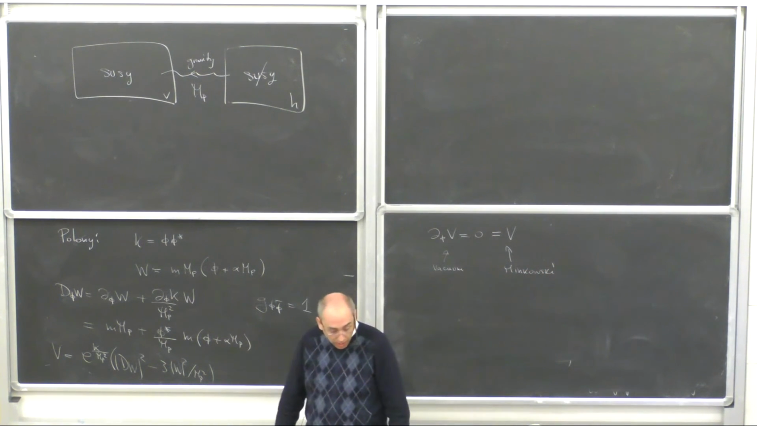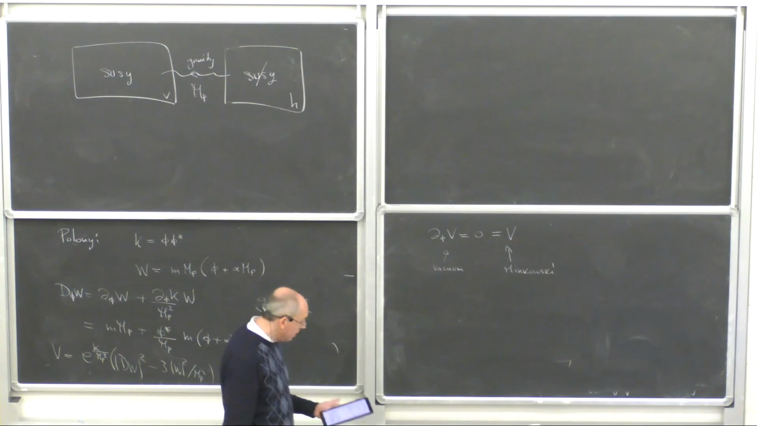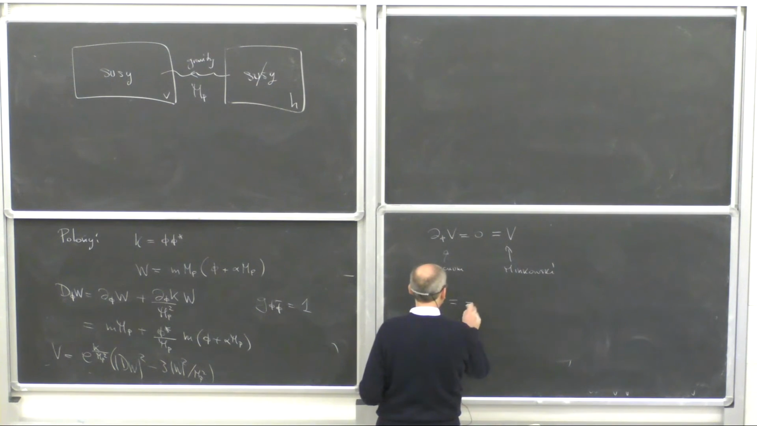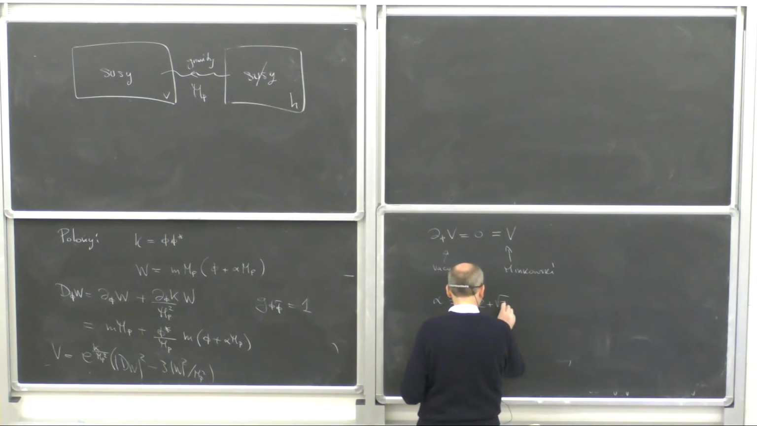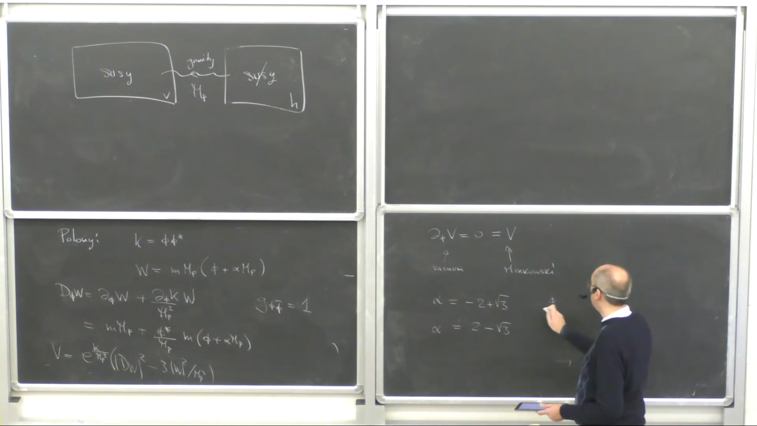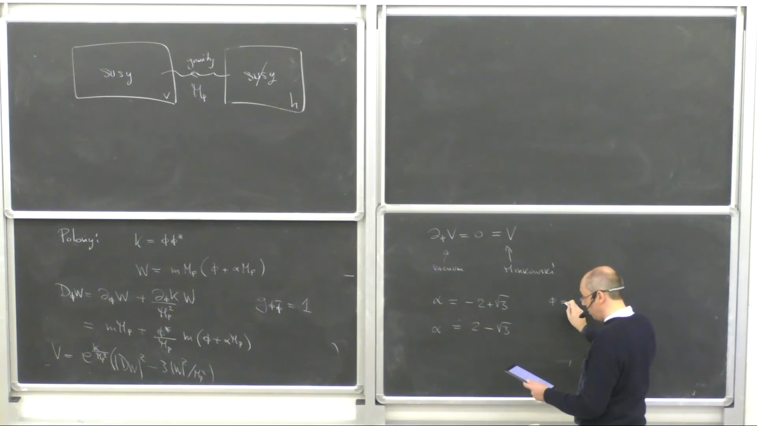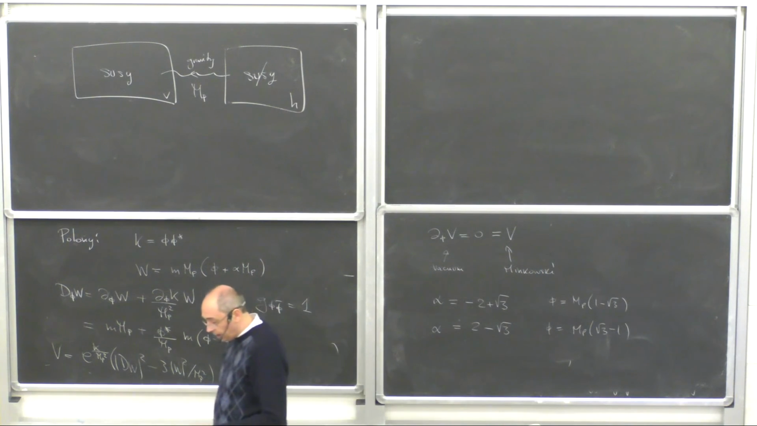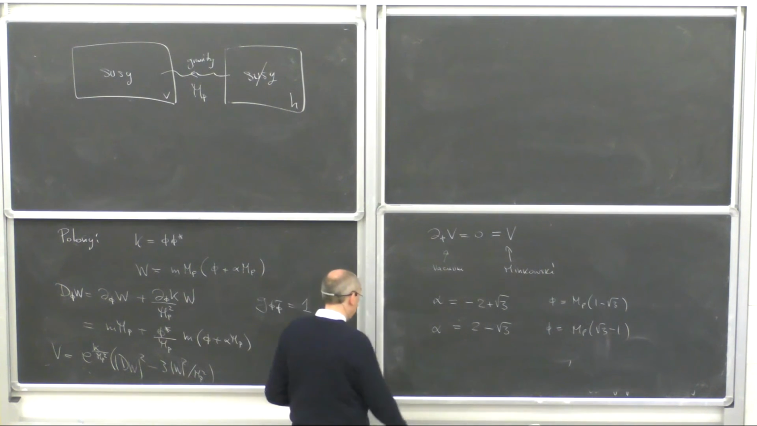Okay? And when you do that, you discover that you can do this for a particular choice of the parameter alpha. So alpha to be minus 2 plus root of 3, or you choose alpha to be 2 minus root of 3. In the first case, you solve these equations for phi, which is m Planck times 1 minus root of 3, and in the other case, phi is m Planck times root of 3 minus 1.